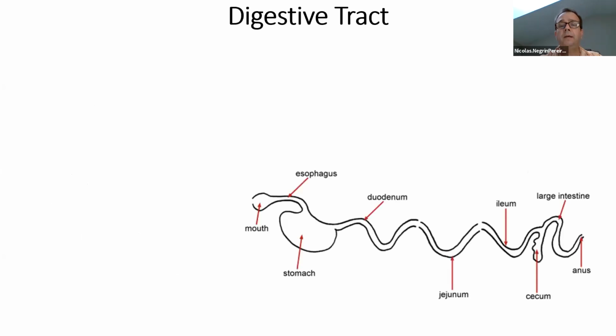So if we take as an example a general diagram of a digestive tract, we start with the mouth, which is continued by the esophagus, which connects the mouth with the stomach, then the stomach followed by the duodenum, site of most of the absorption of different nutrients, followed by the jejunum, the ileum, and the cecum, and the large intestine, and ending up in the anus.